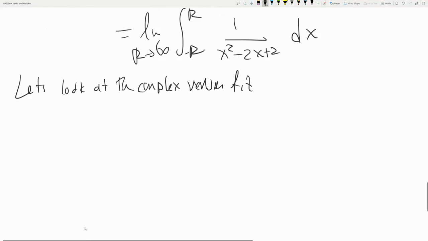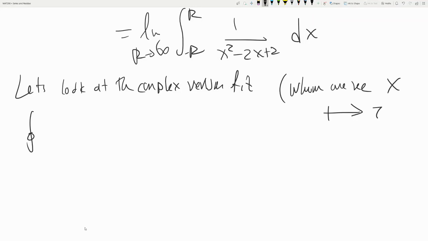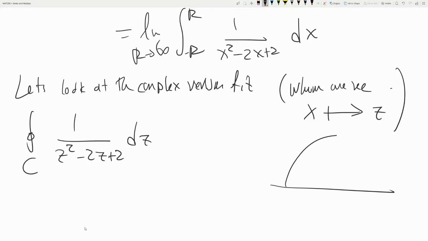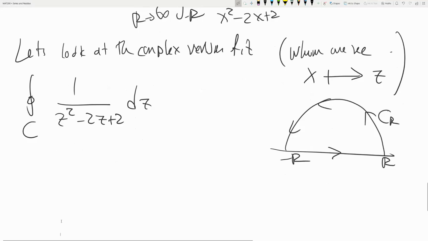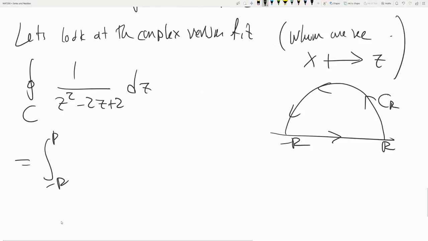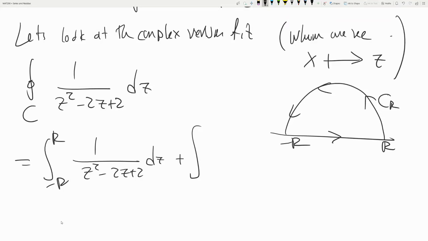All right. So what do I mean by that? Well, what we do is wherever we see x, we put z. Okay, so the integral of 1 over z squared minus 2z plus 2 dz over contour C, and this is the contour. Let me write C_R. Okay, so that's the contour, and we split it: minus R to R, plus the semicircle part.